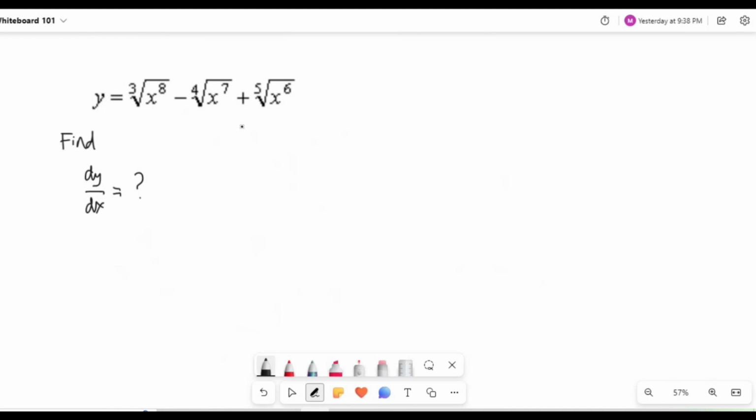There is a root here, so it's going to be the cube root of x to the power of 8, minus the 4th root of x to the power of 7, plus the 5th root of x to the power of 6. It's going to be difficult if we directly find the differentiation. So we need to convert it first, guys.